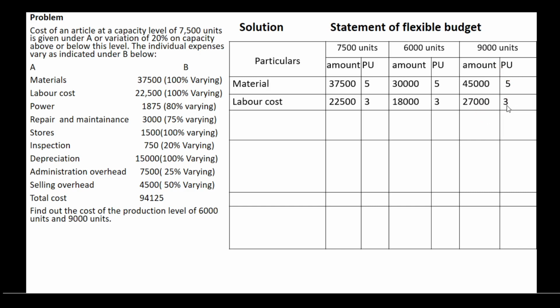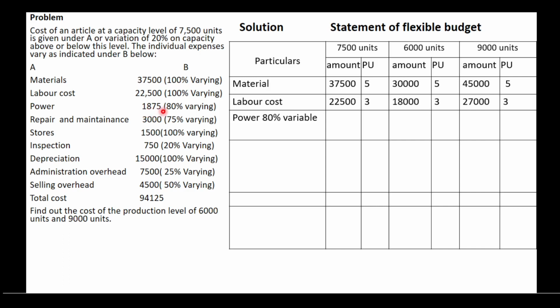So cost per unit, multiplied by 9,000 units, we get an amount of ₹27,000. And the next one, that is the power. So here the power amount, the power is 1,875. So in this, 80% is varying and 20% is fixed. So first we calculate the variable, that is the 80% variable.